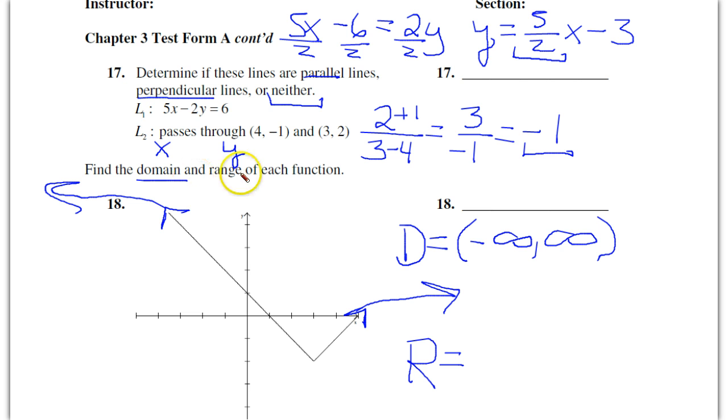Now how about the range? Range, again, are your y values, and if we project this dip here over to this, it looks like right there. So that is at, and I would say it includes that dot there, a -2 along the y-axis, and eventually we'll go up to +infinity. Remember, infinity always has a parenthesis.